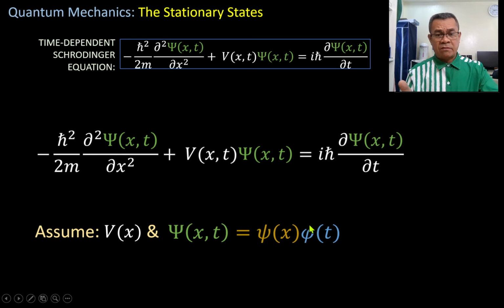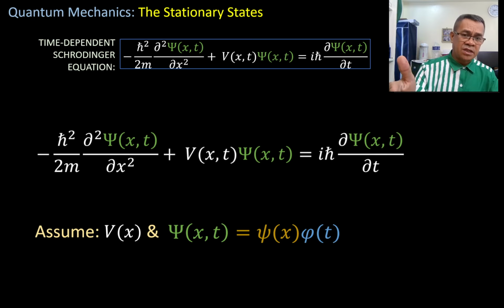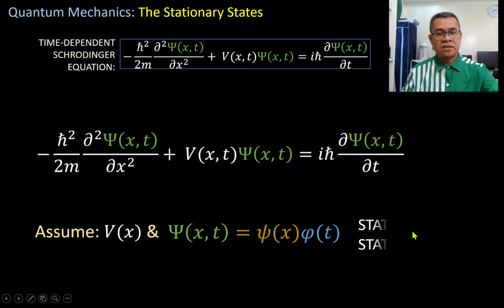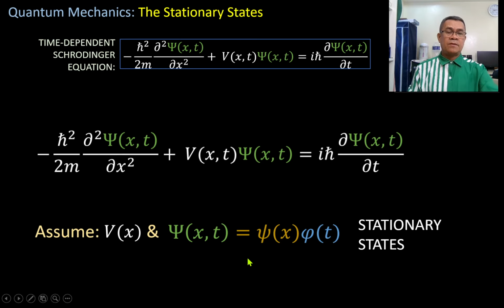Then multiplied by phi, which is a function of time only. So, meaning this is a kind of separable solution. The differential equation now is a kind of differential separable. If we assume that the potential energy is a function of position only, then we have these stationary states.